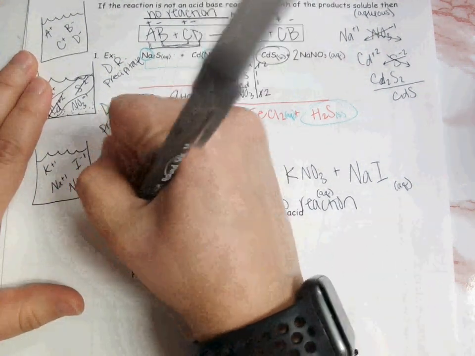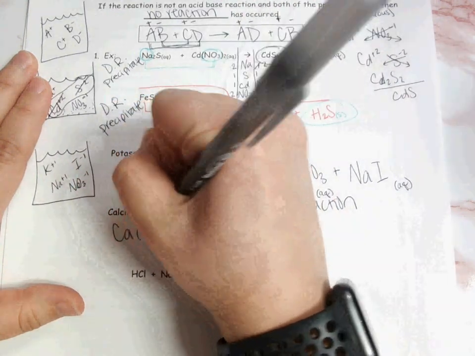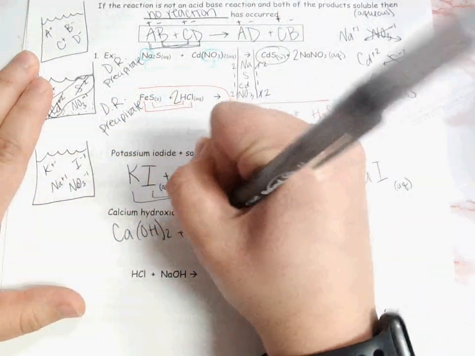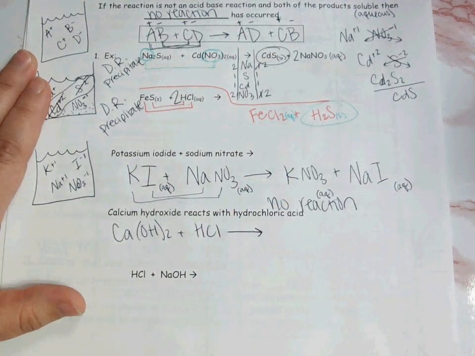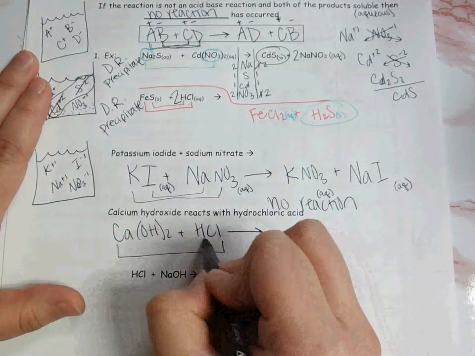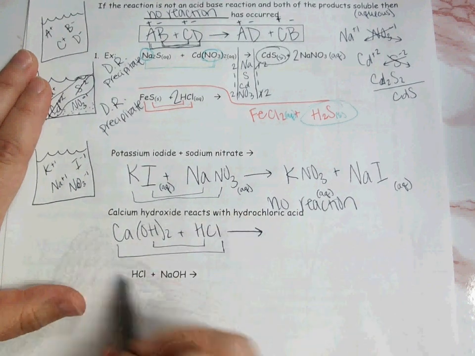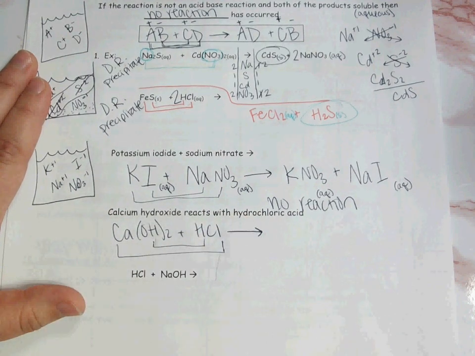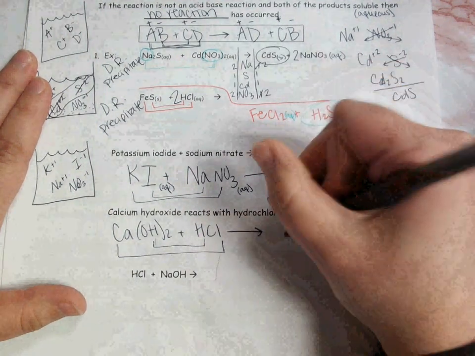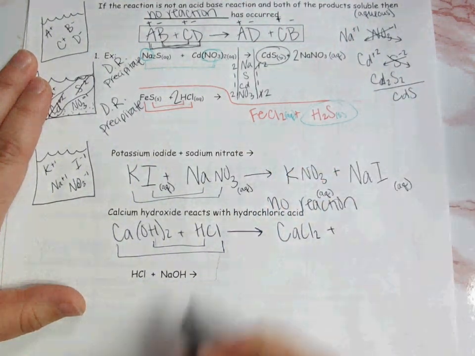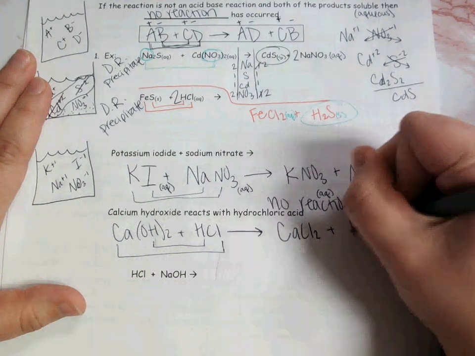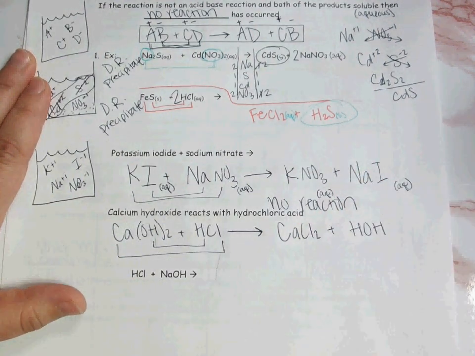Then we have calcium hydroxide reacts with hydrochloric acid. Calcium hydroxide is Ca(OH)2 plus HCl. Calcium will go with chlorine, hydrogen will go with hydroxide. The outside ones go together, the inside ones go together. So calcium chloride is my new product, CaCl2, plus hydrogen and hydroxide, so HOH.